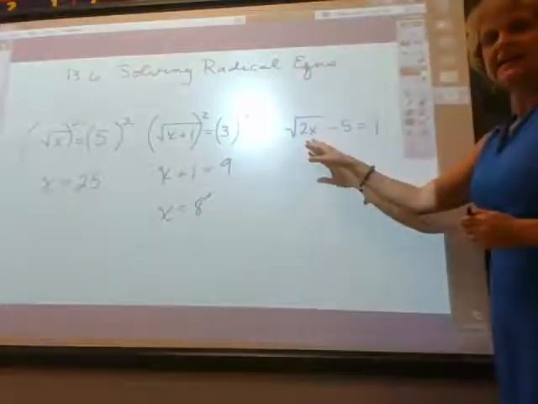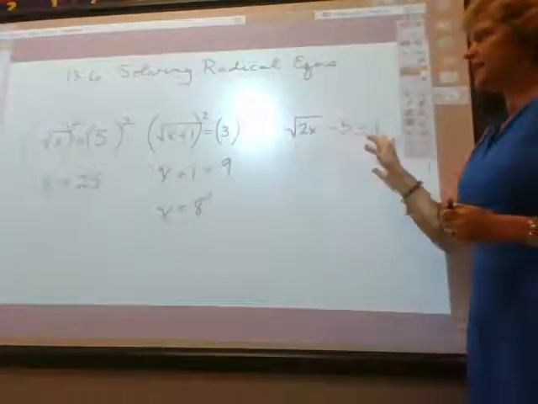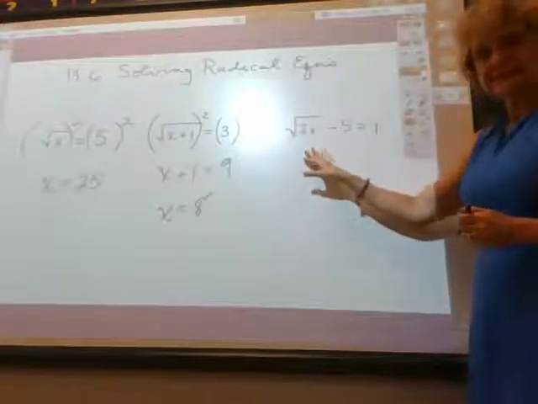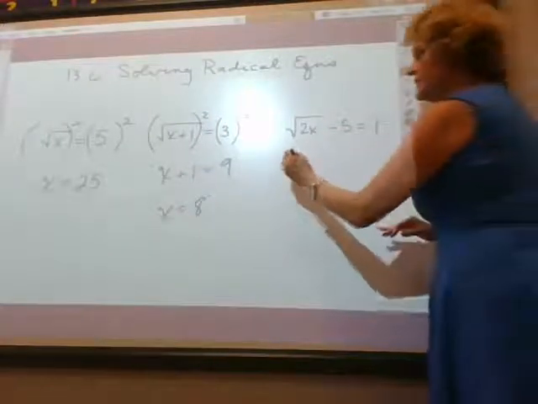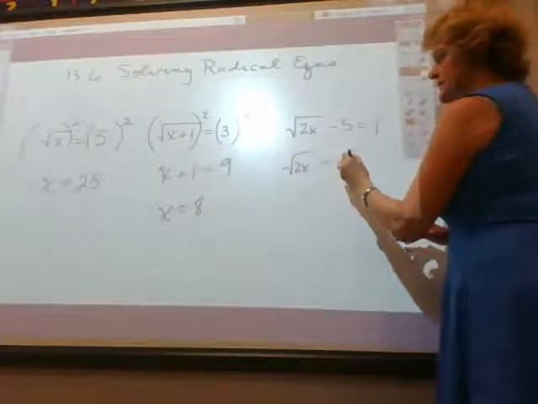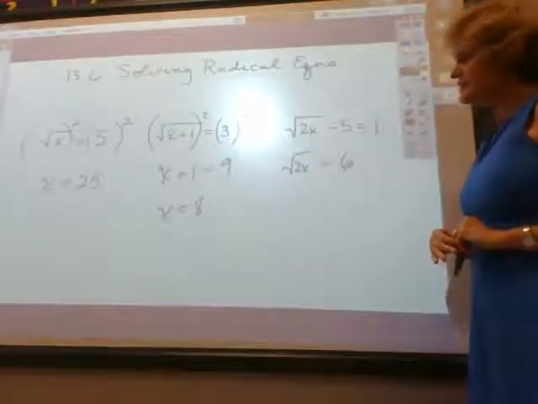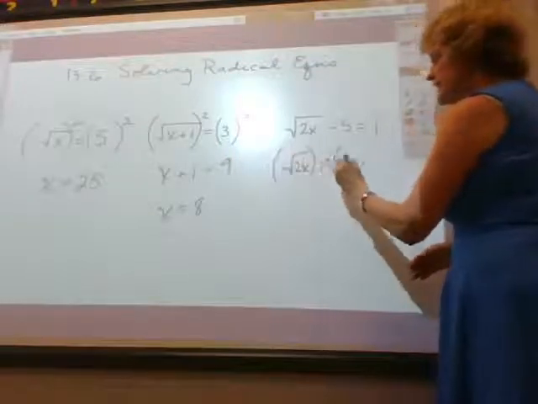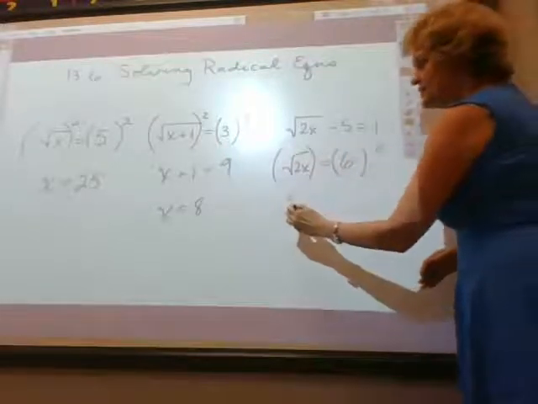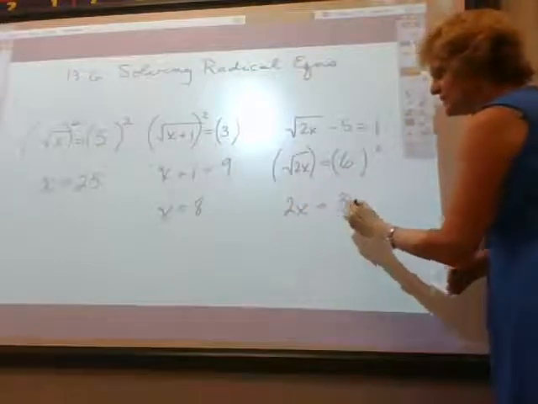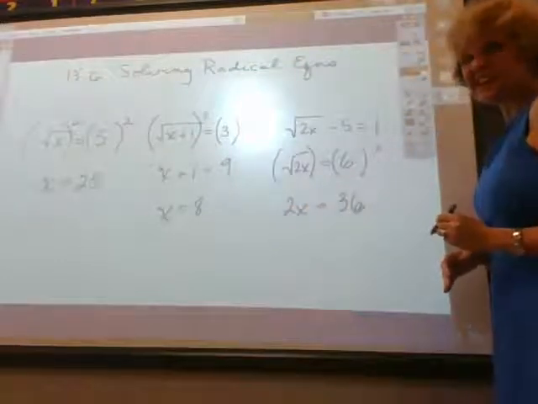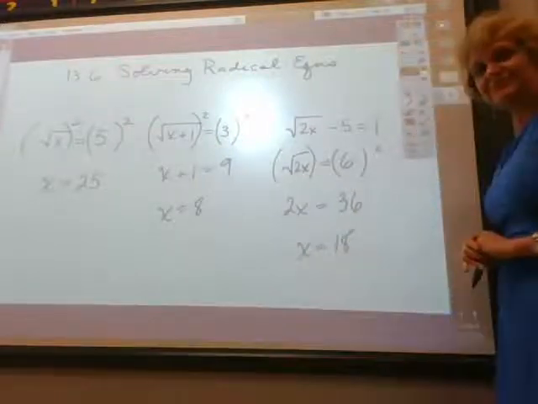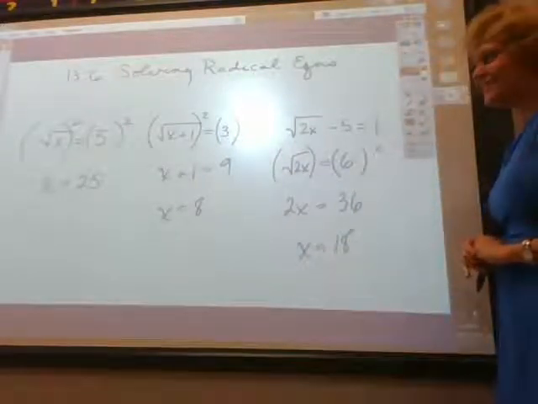And over here, I have radical 2x take away 5 is 1. So I want to solve for that. I want to isolate this. I'm going to add 5. So I would get radical 2x is 6. I don't want the radical, so I need to square both sides. I'll get 2x equals 36. I don't want 2x, I want x. I need to divide both sides and get x is 18. Pretty simple, huh? Yeah, good.